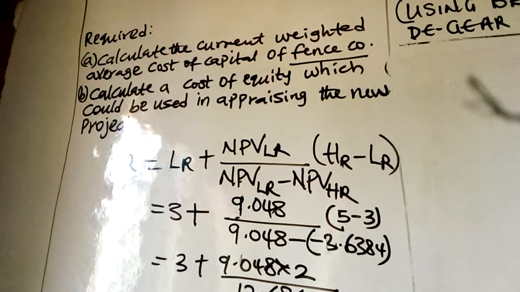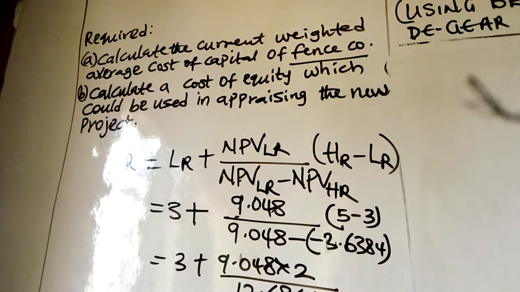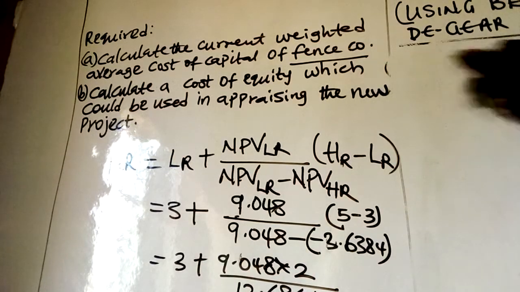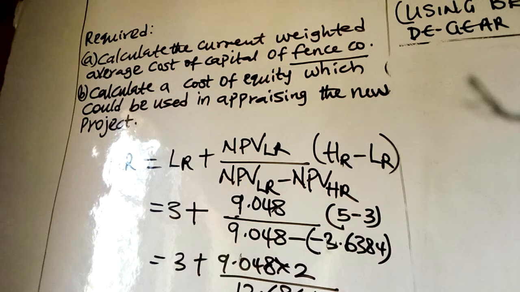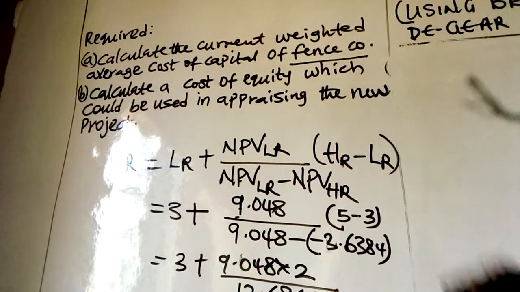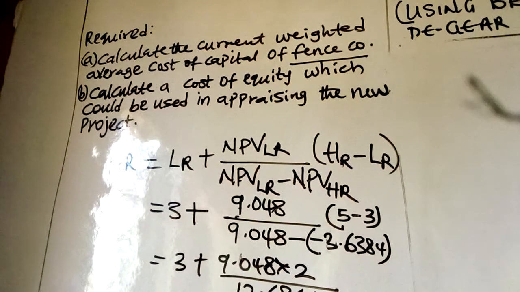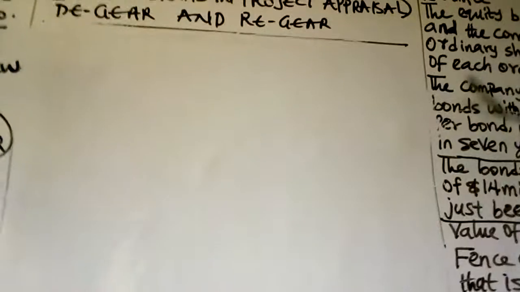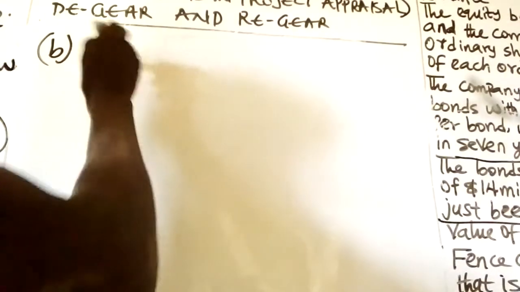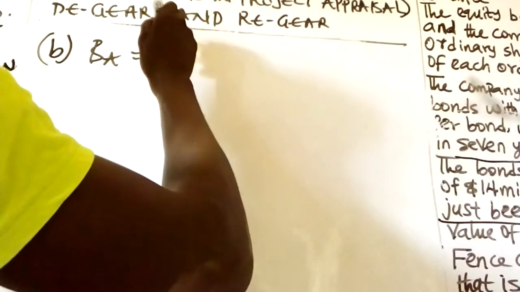Now, since it is the cost of equity that will be appropriate in appraising the new project, you will need to ungear the project company. It is then that the information about the investment will be relevant. So you will need to ungear the project company by calculating the beta of assets of the project company. That is requirement B.